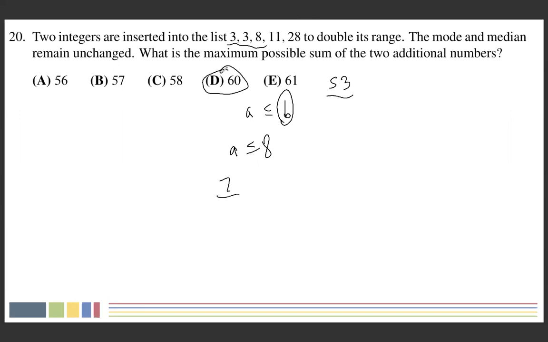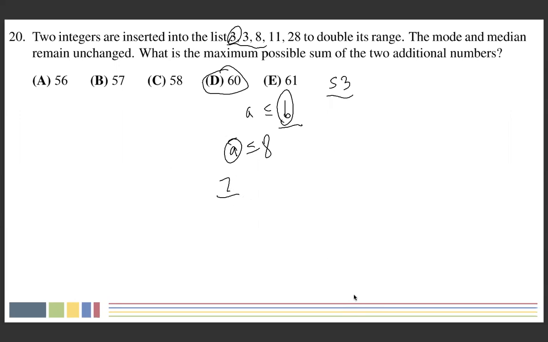And we cannot do any better than this. Why? Because the maximum number we could ever choose for B is 53. If we ever made B more than 53, that would definitely make the range larger than 50, because we would always have a 3 at the bottom of the list, right? We cannot somehow make B greater than 53 and keep the range at just 50. That's not possible.